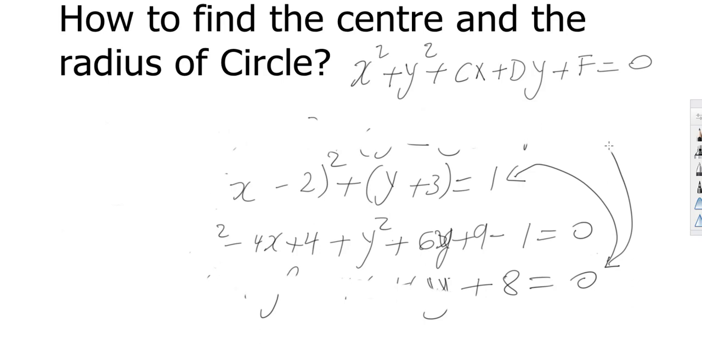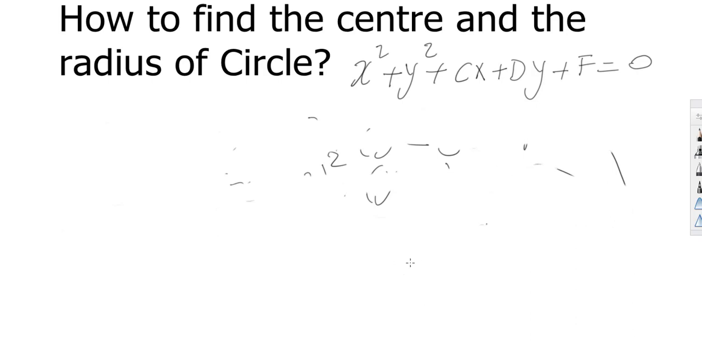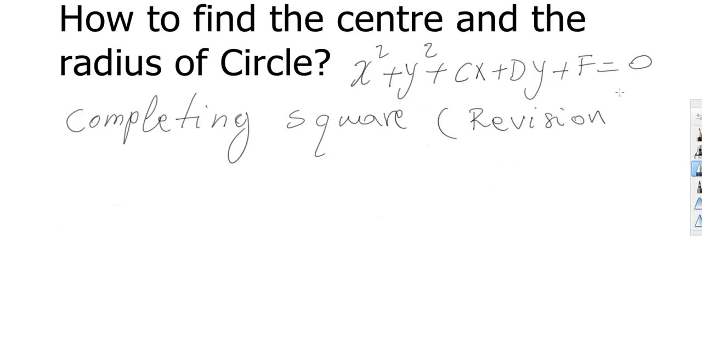Now we have to try to know how to solve this kind of problem, but I will show you a method. You need to know what is called completing the square. It's a lower grade topic, okay? Once you know completing the square, you'll be able to solve this question. So, completing the square. It's a revision, okay? Revision of completing the square.